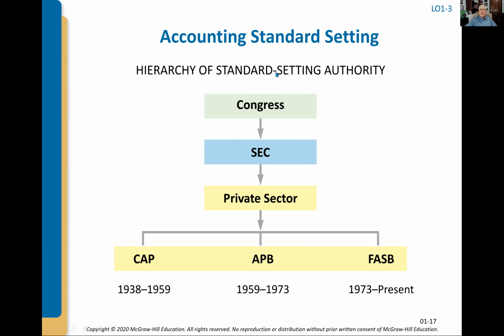Okay, in the U.S., here's the hierarchy of standard setting. Congress has the ultimate authority for the accounting rules, and they provide that to the Securities and Exchange Commission by law to implement those. However, the Securities and Exchange Commission has deferred to private sector organizations. And we've had 3 of those, the CAP, the APB, and then finally now the FASB has been around for almost 50 years now, the FASB. And this is the Financial Accounting Standards Board.